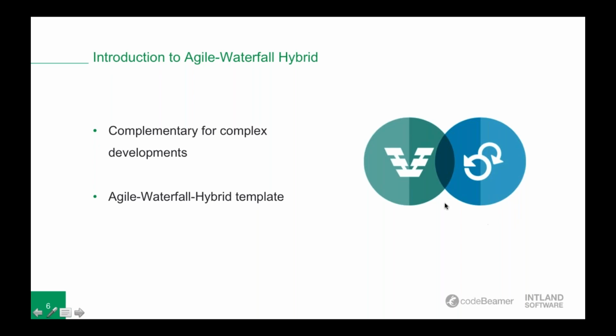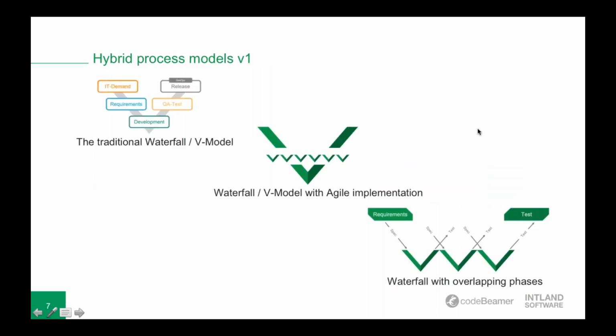development processes. Okay, so these are the hybrid process models that I've drawn up here. The traditional waterfall or V model that you can see on the top left has 4 or 5 phases: demand, requirements, design, development, QA test, and release. Like I said, the waterfall is a continuous process where one phase follows the other, and the V model is more of a simultaneous process. Those are the main differences.